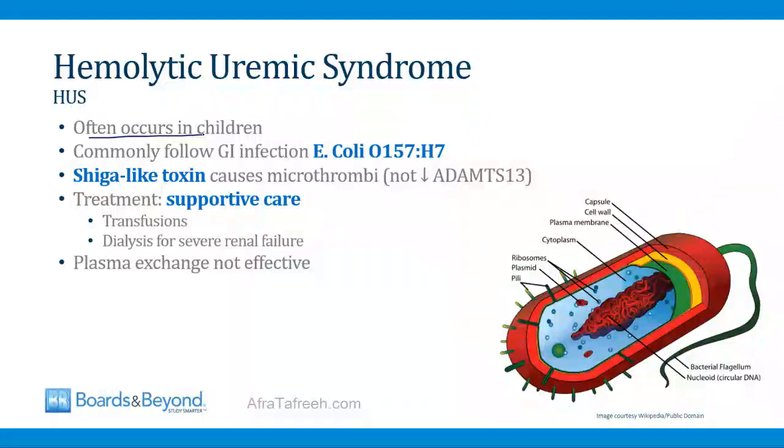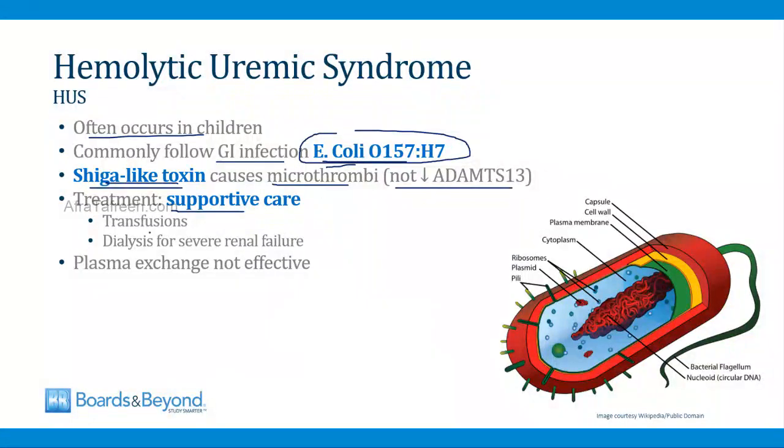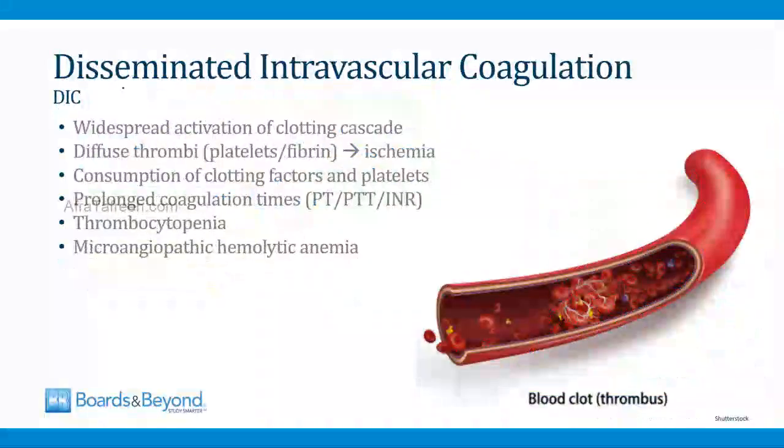HUS often occurs in children, and it commonly follows a gastrointestinal infection with a form of E. coli called E. coli O157:H7. This form of E. coli produces a toxin called a Shiga-like toxin, and this toxin causes microthrombi to form. So the cause of the small vessel thrombi in HUS is the Shiga-like toxin from E. coli. It's not decreased activity of ADAMTS13. And the treatment for HUS is supportive care. It involves transfusions, dialysis for renal failure if it gets severe. Importantly though, in HUS, plasma exchange has not been found to be effective, so plasma exchange is not a treatment for HUS.